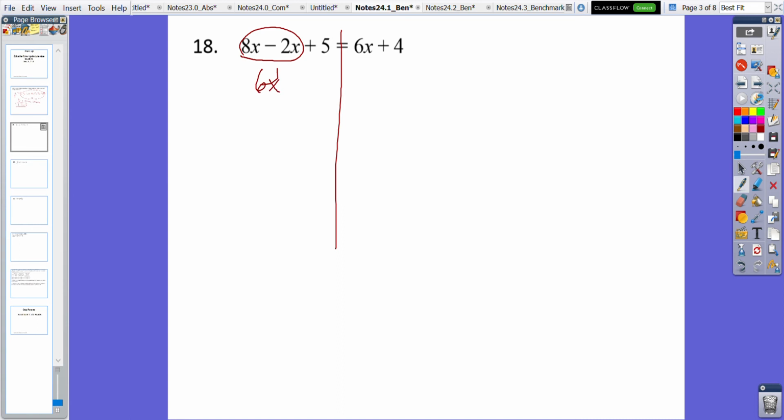Let me try writing that again because apparently my board does not like me today. So let's try that again. 8x minus 2x gives me 6x. So 6x plus 5 is equal to 6x plus 4.